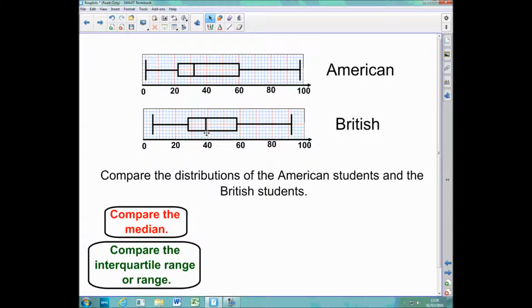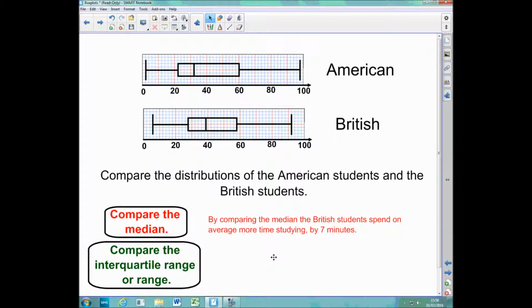So the British have 39 as their median and the Americans have 22. So we can say that there is a difference of 17 there. So that's what we're going to write in here. So by comparing the median, the British students spend on average more time studying by 17 minutes. Now, saying that it's 17 minutes is not necessary, but it is really important that you're mentioning that you're comparing the median to do this.